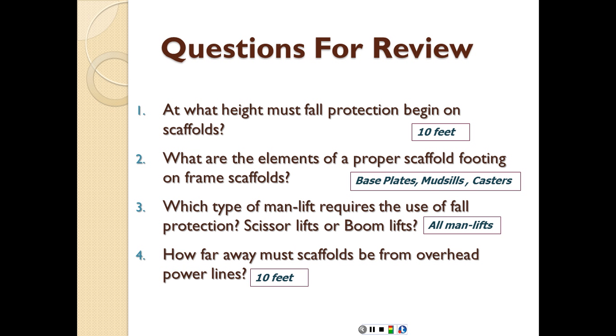That's basically our lecture about scaffolds. I hope you have learned about the proper installation, the proper maintenance, and the proper use of scaffolds, and I'll see you in another lecture.